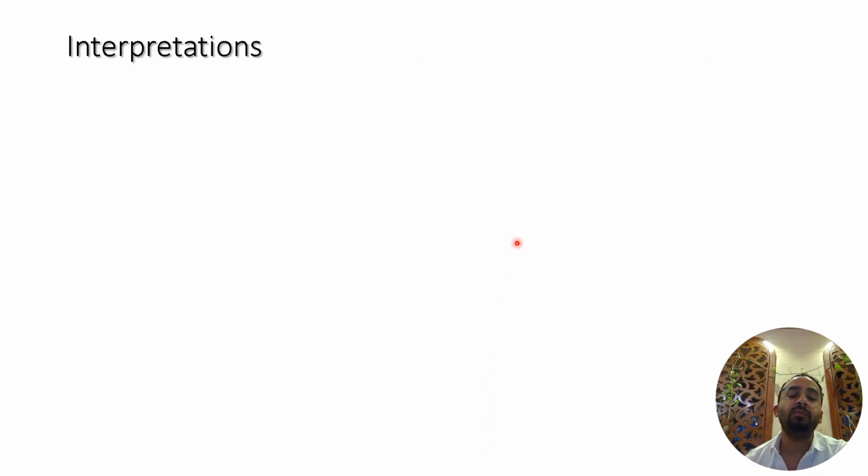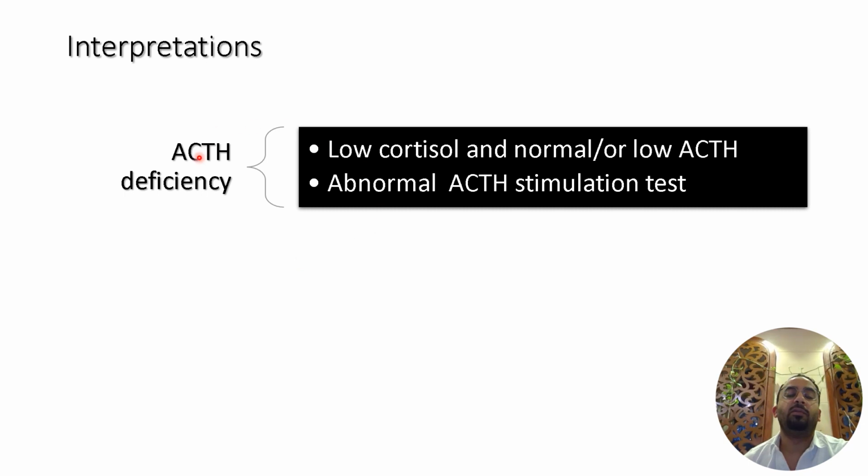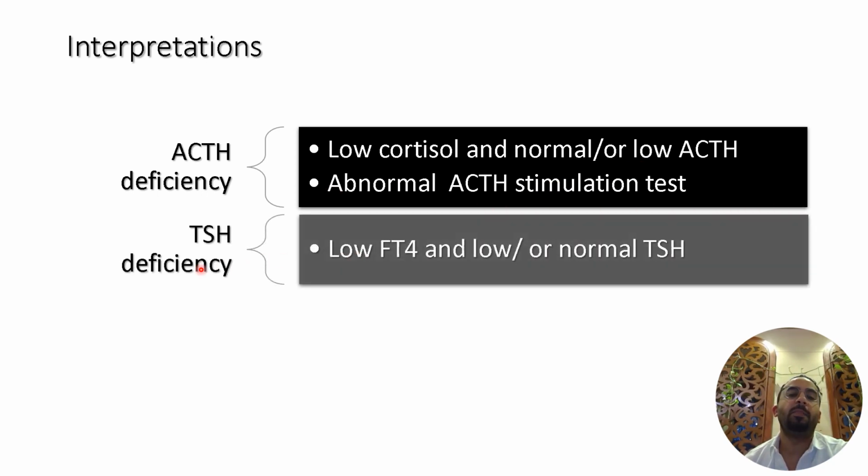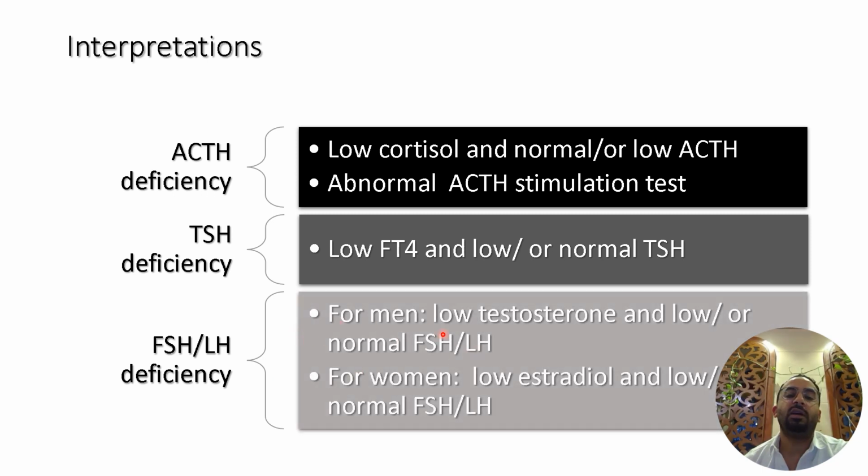To summarize again, which is really important: ACTH deficiency is diagnosed by low cortisol and normal or low ACTH, and sometimes you may need to do an ACTH stimulation test. TSH deficiency is diagnosed by the presence of low free T4 and low or normal TSH. FSH and LH deficiency is diagnosed by low testosterone in males and low estradiol in females, together with low or normal FSH.